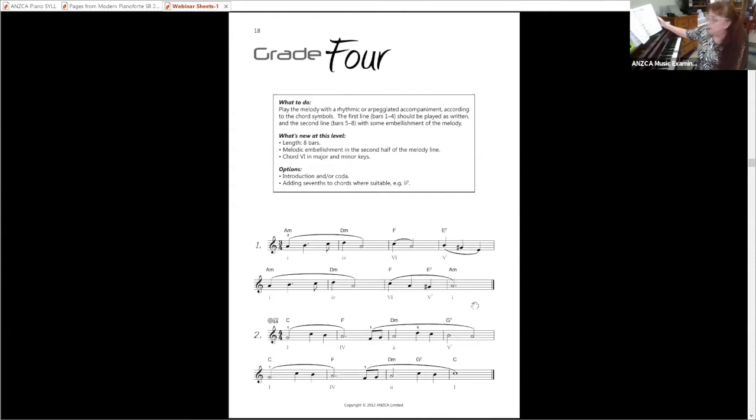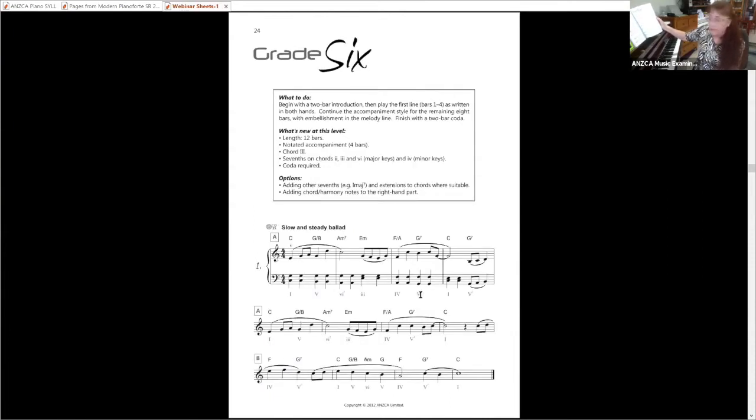Okay, so then we've got grade 5. It's basically the same, where you've just got added extras. It's grade 6 that sort of scares the socks off kids if they haven't done it right back at grade 2. And so I really urge you that if you're going to do this, make sure you start early. It says what to do with the 2-bar introduction, then play the first line, bars 1 to 4, as written in both hands. Continue the accompaniment style for the remaining 8 bars with embellishment in the melody line. Finish with a 2-bar coda.